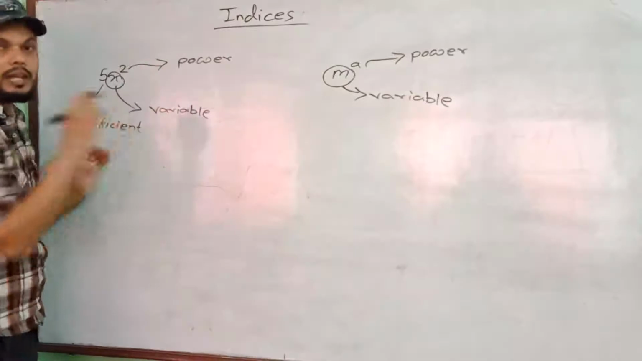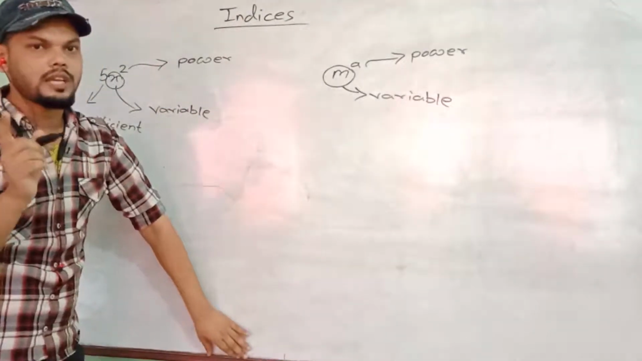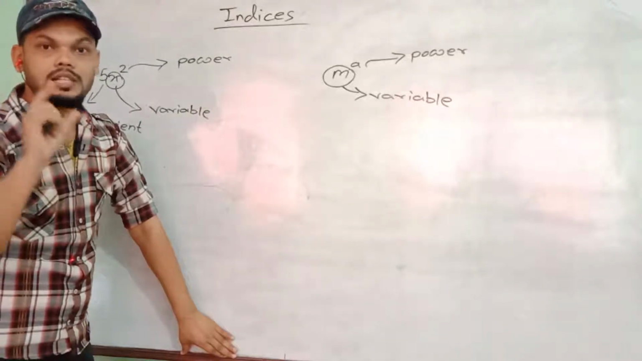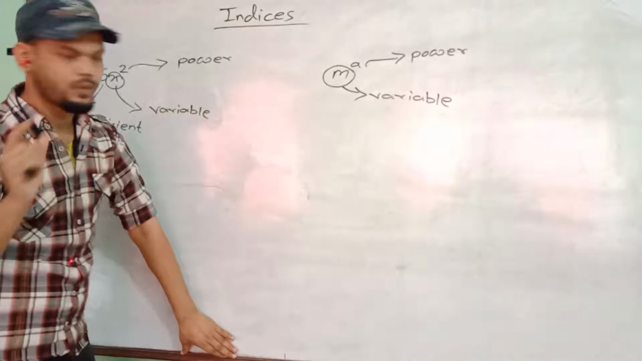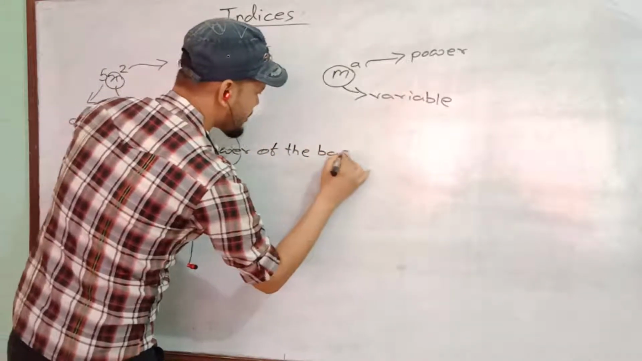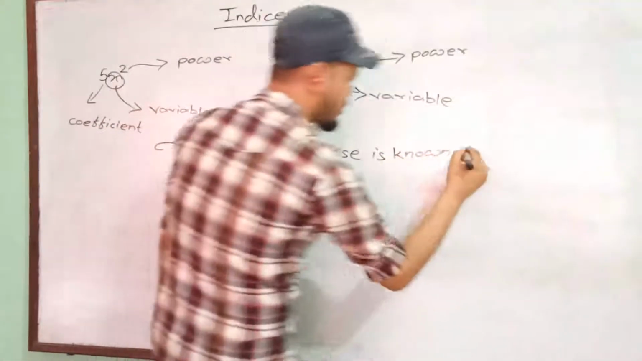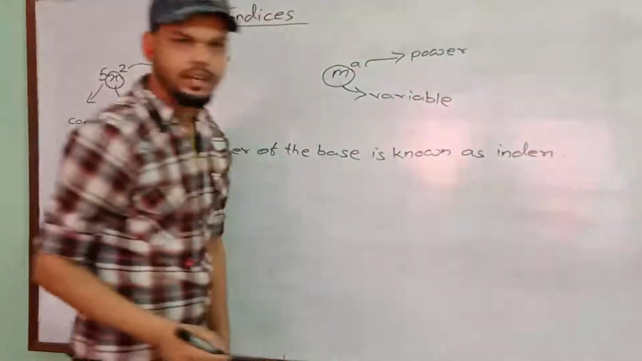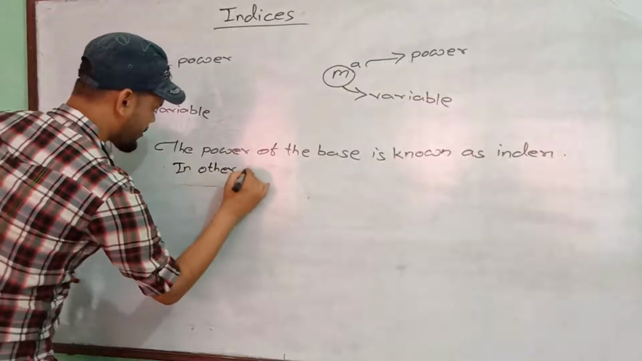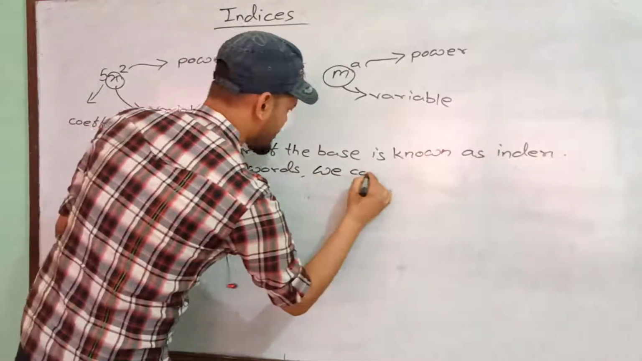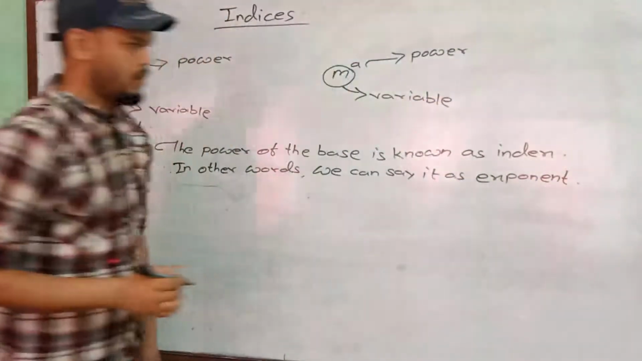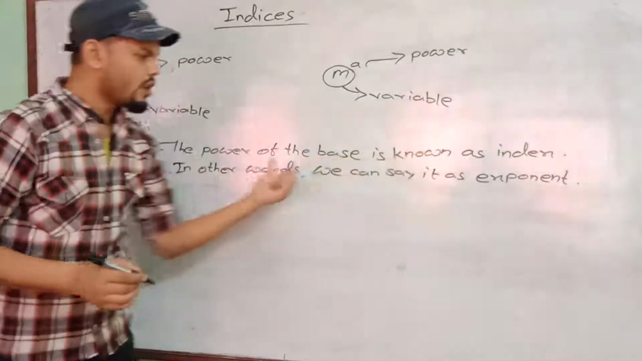This power of any base is known as the index. In other words, we can also say that the power is the exponent. So we can write: the power of the base is known as the index, or we can simply say it as the exponent.